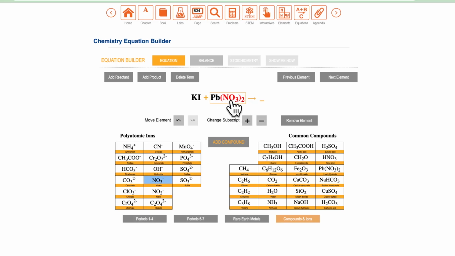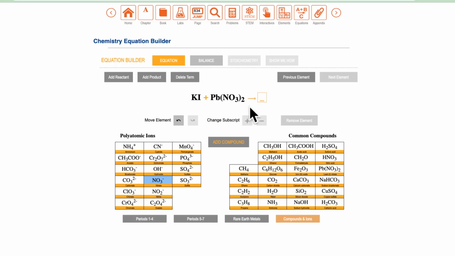Once you crisscross, once you add a subscript to the nitrate, it automatically adds the parentheses around that ion. So this helps teach and learn about how to work with subscripts on polyatomic ions as opposed to elements. So if I were to add a subscript to lead, no parentheses are needed because it is not a polyatomic ion.